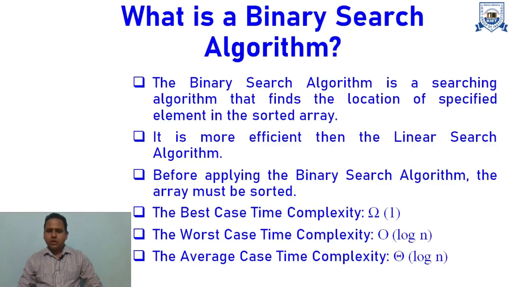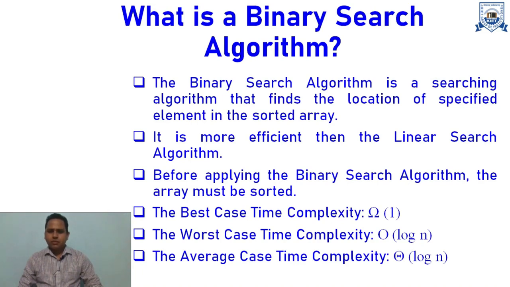If we compare binary search with linear search, binary search is more efficient, because we take less time to search for the element in the array. As we know, the time taken by linear search is big O of n, while the time taken by binary search is big O of log n. We will see how we get log n while discussing the time complexity.